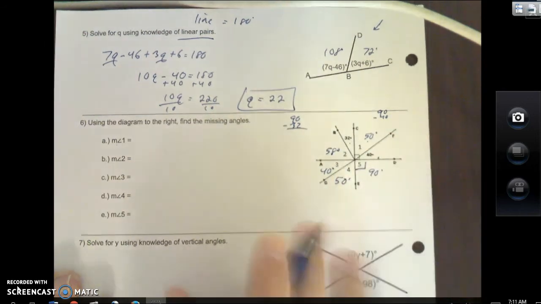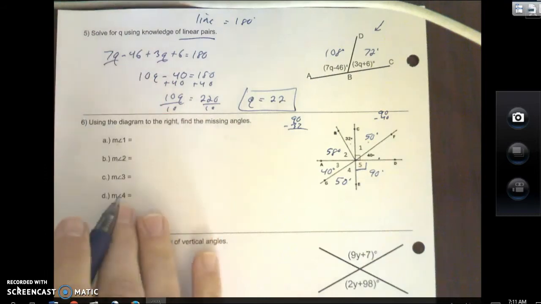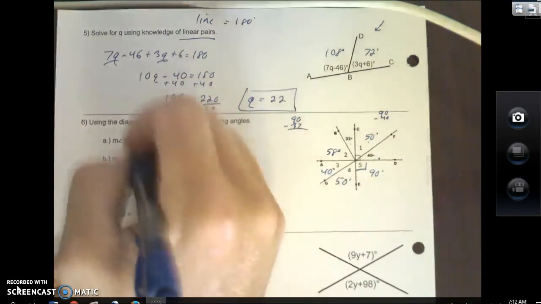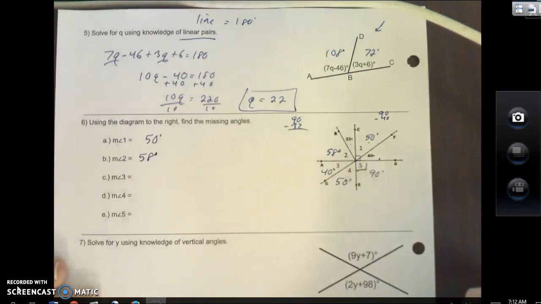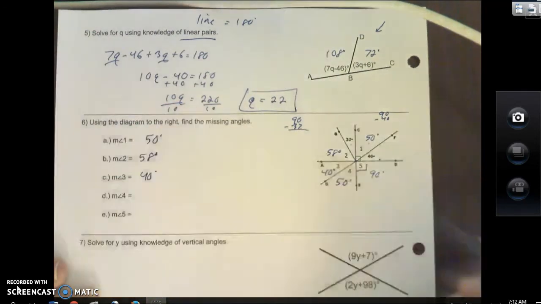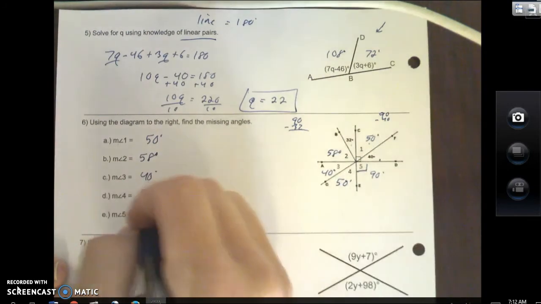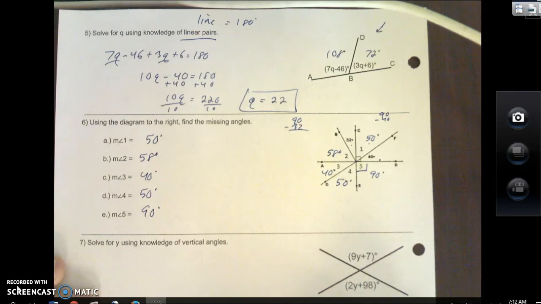So now, a little bit of work up front. Now I can just fill in all the answers over here. 1 is 50. 2 is 58. 3 is 40. 4 is 50. 5 is 90 degrees. Okay. 2 more, then we'll take a little break.